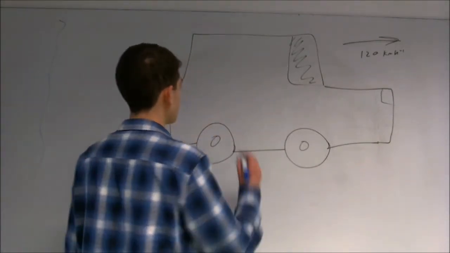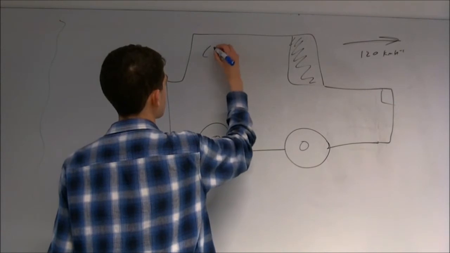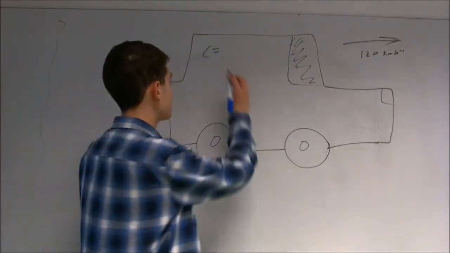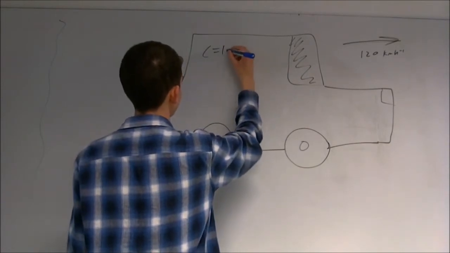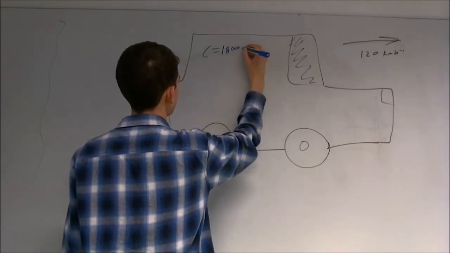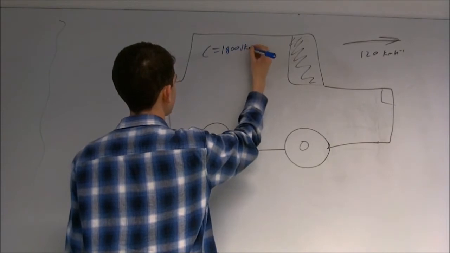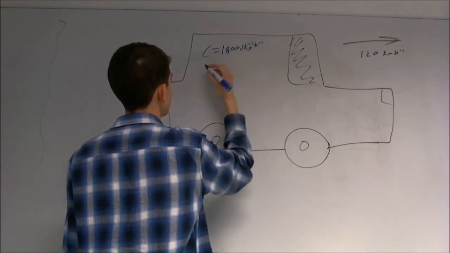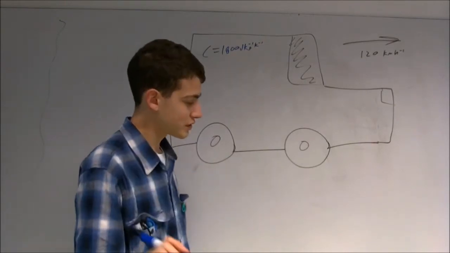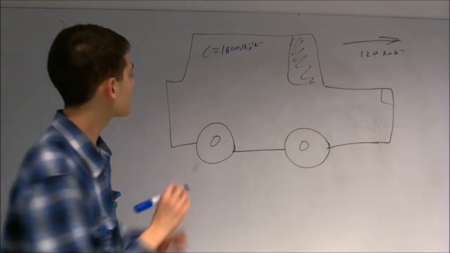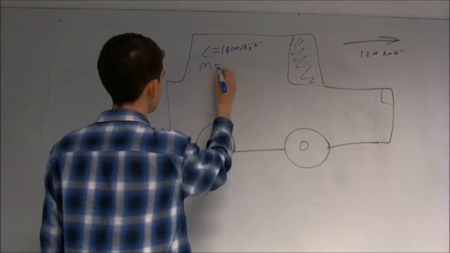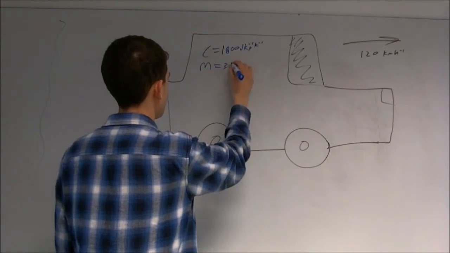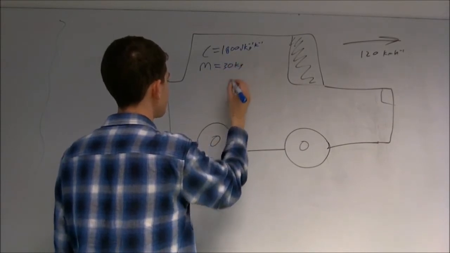Let's write on the car. This car is graffitied with the physical information of the car. Tires have a C of 1800 joules per kilogram per Kelvin, and they also weigh something like 30 kilograms each.